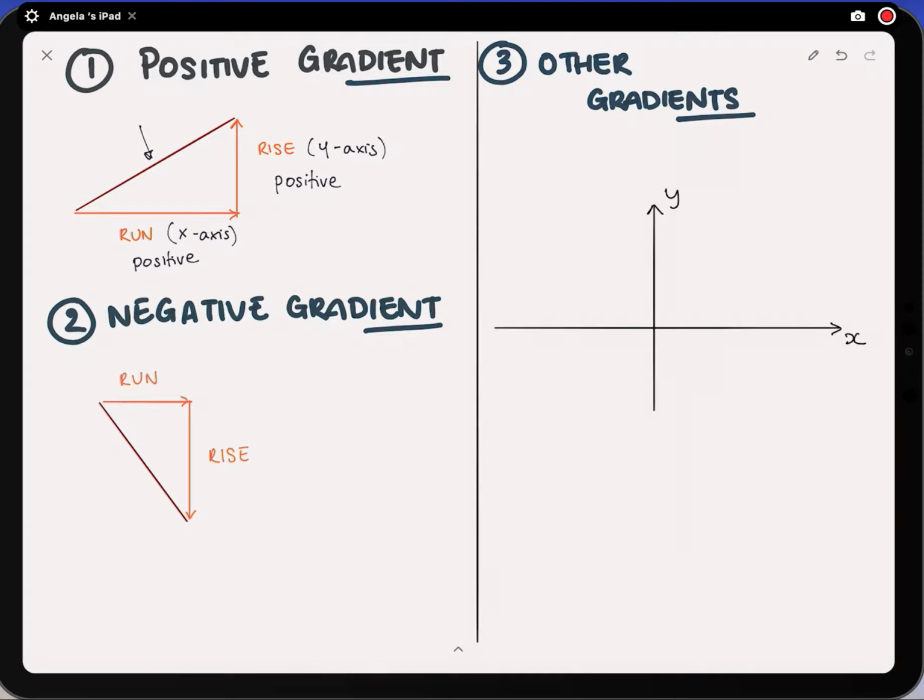Then if we look at option 2, where we have a negative gradient, you can see that I've basically flipped the diagram. So again, our run is still represented by our x-axis, and in this case it can be positive.